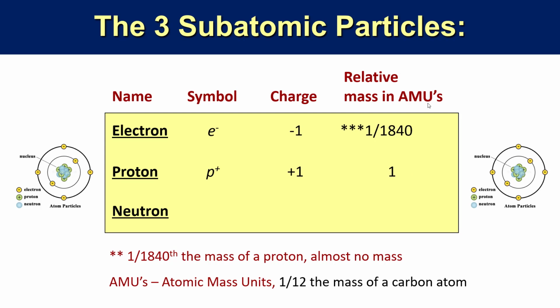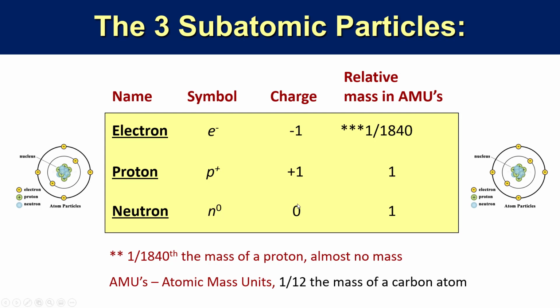Our proton is the symbol P with a little superscript plus on there, and it is a +1 charge. It is as positive as the electron is negative. And what's nice about the proton, it is one atomic mass unit. The neutron is going to have the symbol N with a superscript 0 because it has no charge, which we see here.